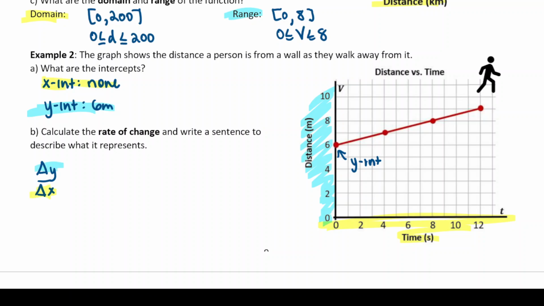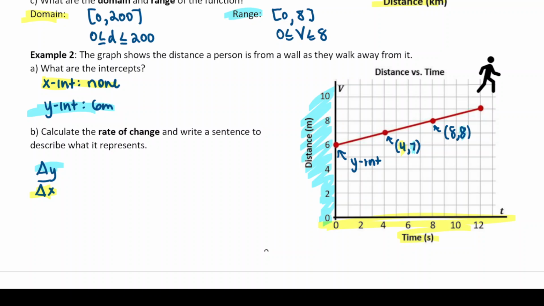So let's pick any 2 points. Remember, you can pick any 2 points on the graph to do this. I'm just going to pick these 2 points right here. So this point here, I'm just going to write the coordinates 4 and then 7. 4 for the time, 7 for the distance. And then for this point here, I've got 8 for the time and 8 for the distance.